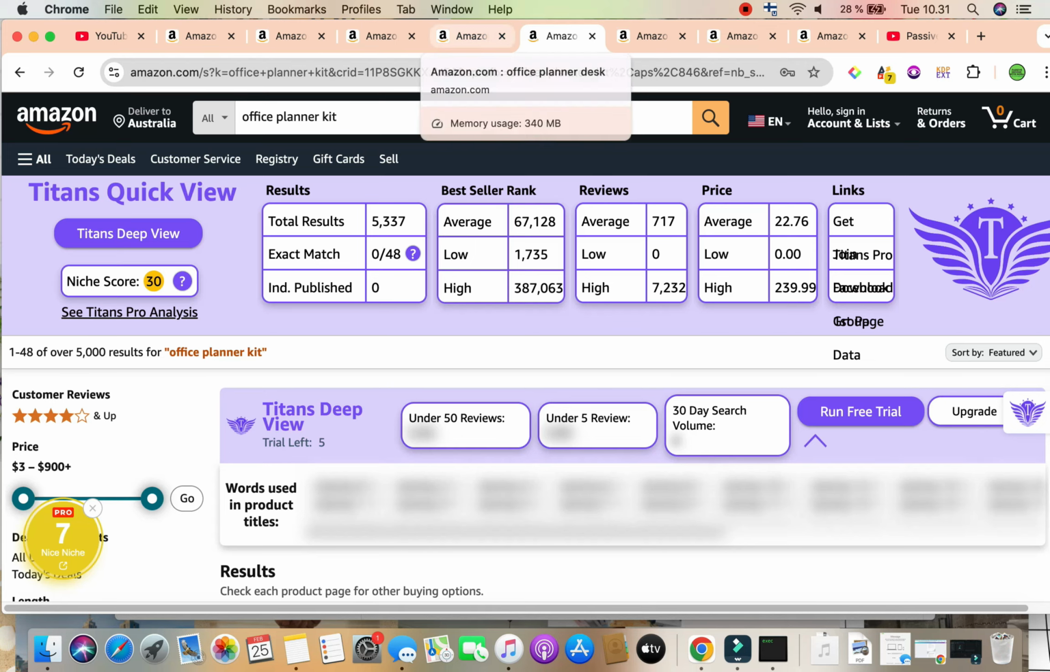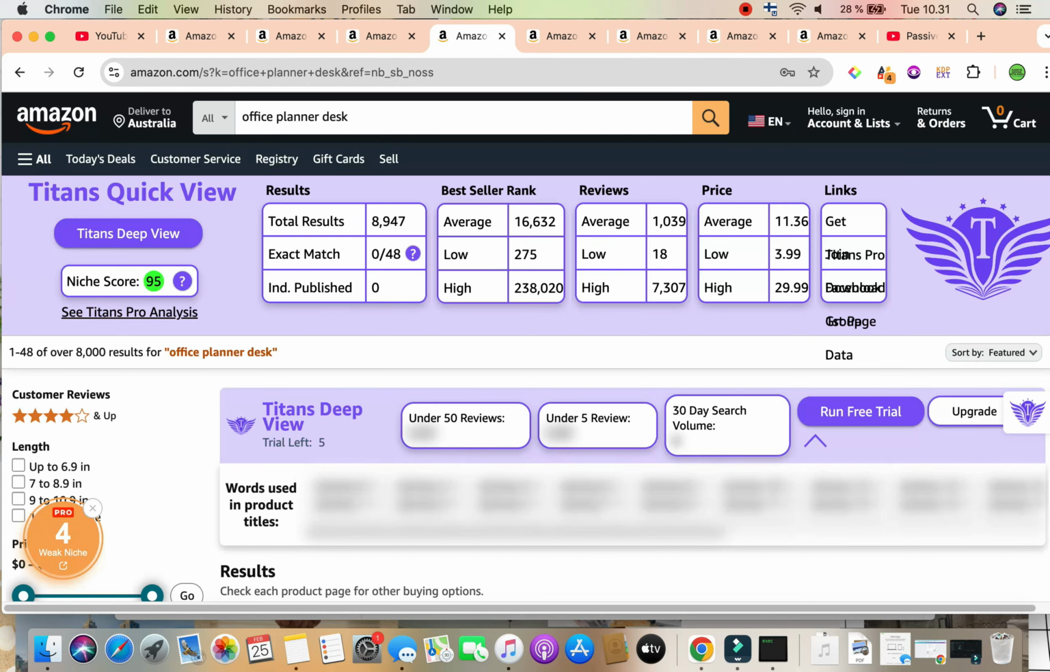Heading to keyword number 5, we've got Office Planner Desk, and this is specifically for the office. Now, I really like this keyword because it's a beautiful short tail keyword that has amazing potential. As you can see here, we've got a really high keyword niche score of 95 given by Self-Publishing Titans Chrome extension. The results also beautifully matched.